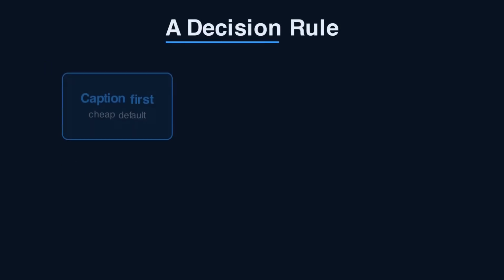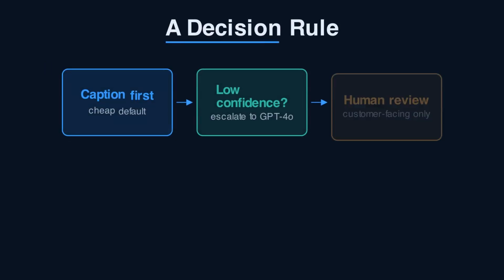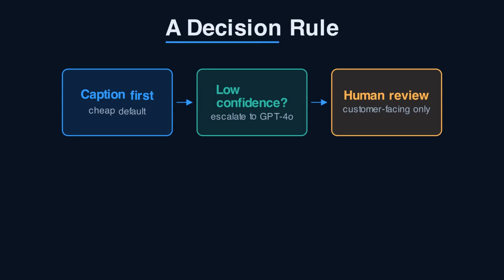Rule of thumb. Default to AI Vision Caption for volume. Escalate to GPT-4o only when confidence stays low or context is critical. Route infographics and screenshots with text to GPT-4o. Keep a human in the loop for anything customer-facing. This blend controls cost while protecting quality.